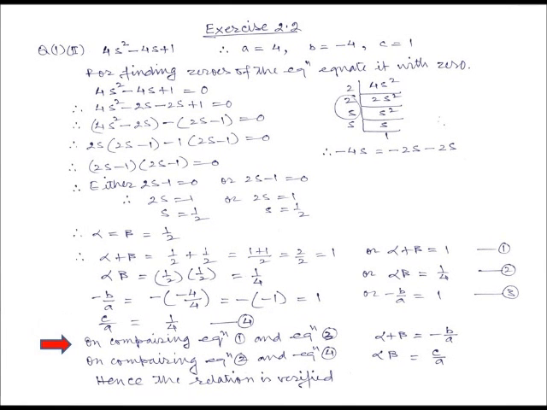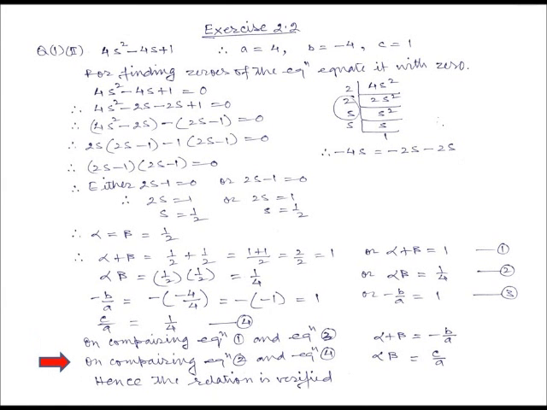On comparing equation number 1 and equation number 3, we find that right hand side of both the equation is equal to 1. Therefore, alpha plus beta is equal to minus b upon a. On comparing equation number 2 and equation number 4, we find that right hand side of both the equation is equal to 1 upon 4. Therefore, alpha into beta is equal to c upon a. Hence, the relation is verified.